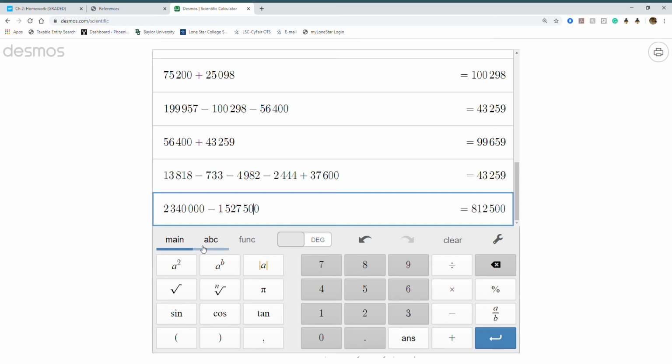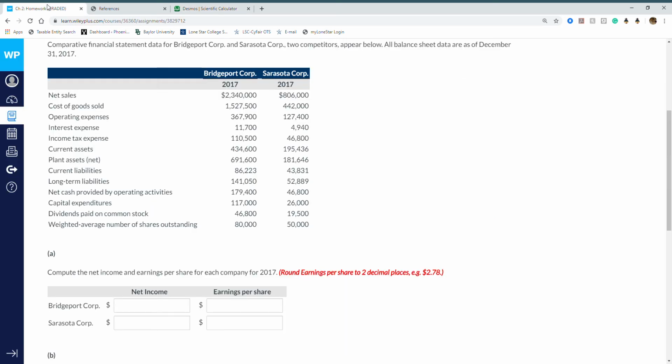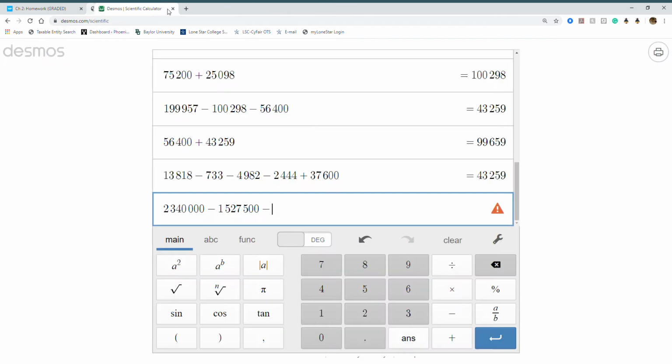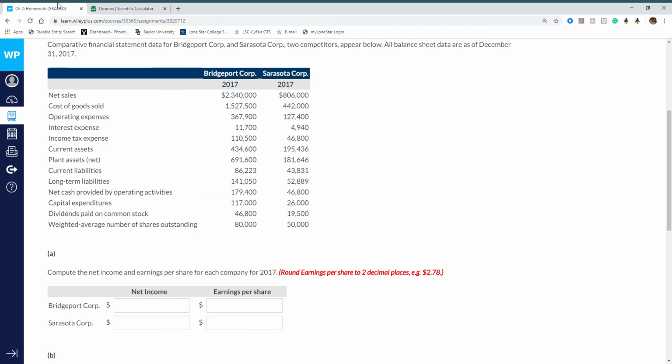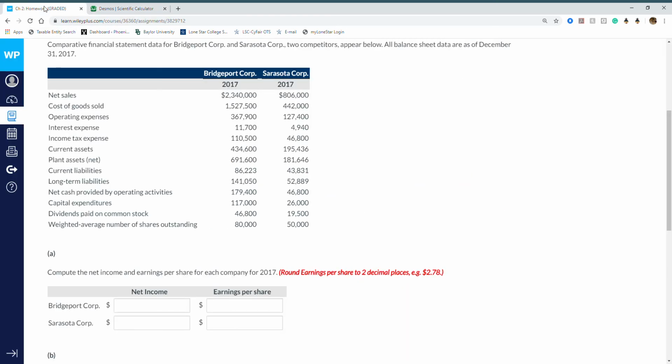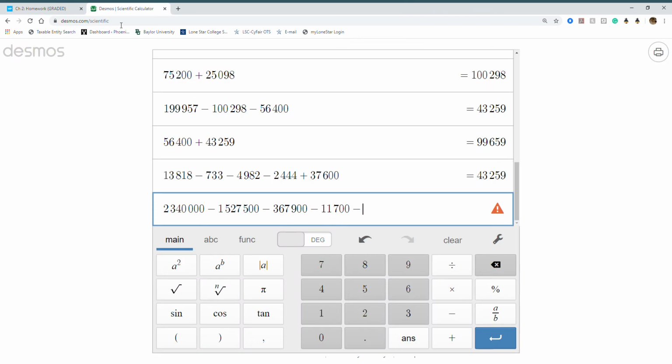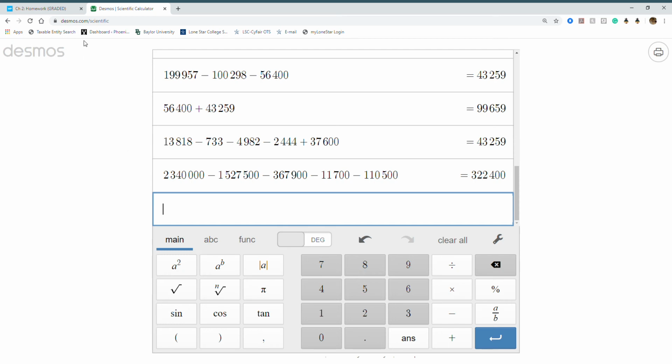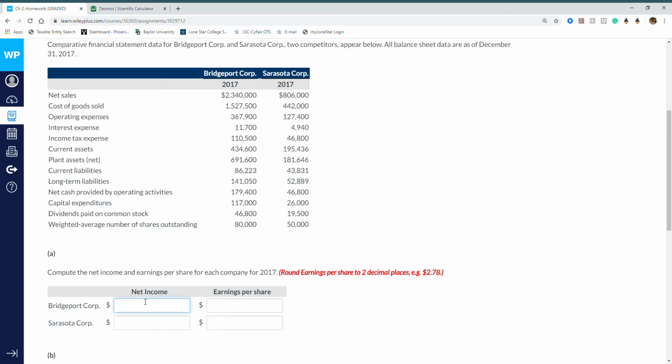Subtract out, minus operating expenses of 367,900. Okay. Then minus 11,700. And then finally 110,500. So we should have 322,400. Okay, there's our net income.